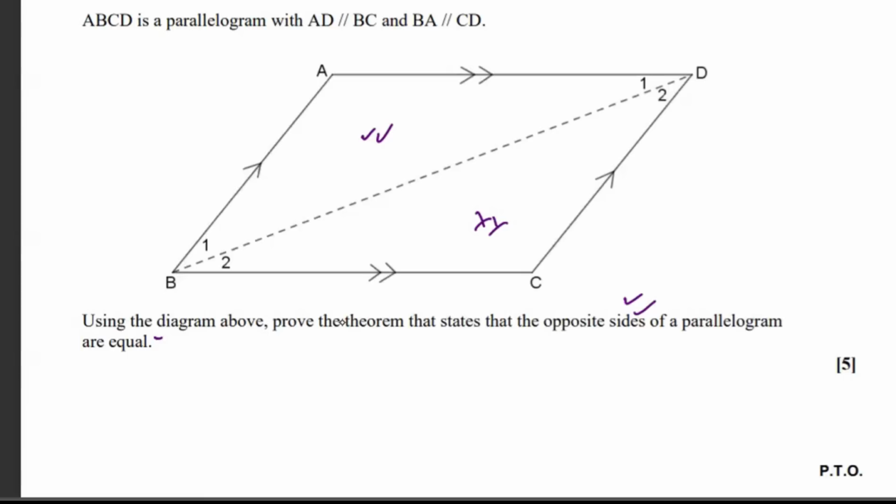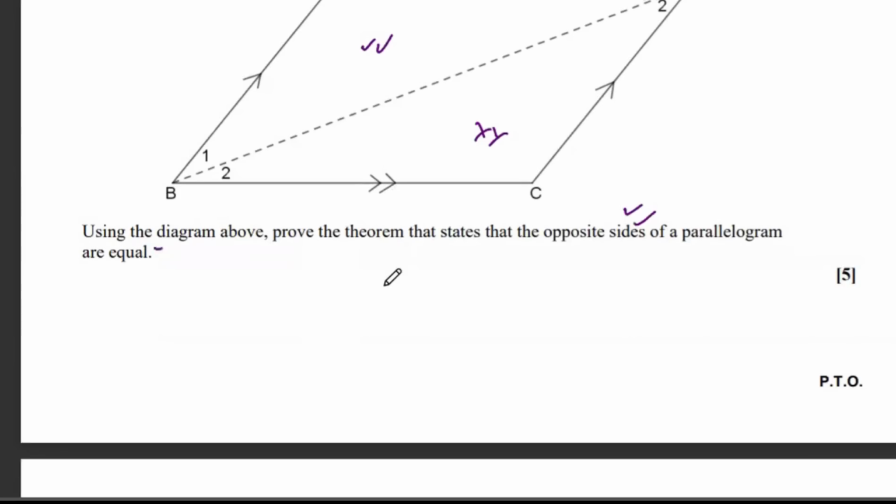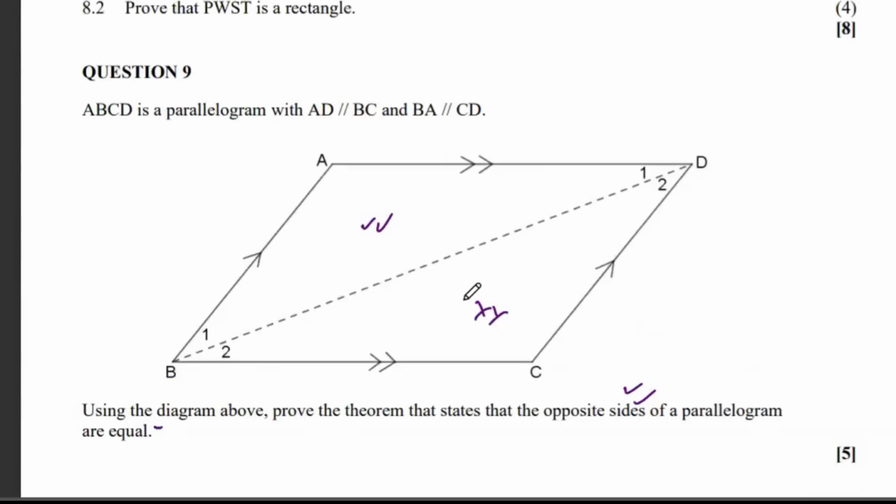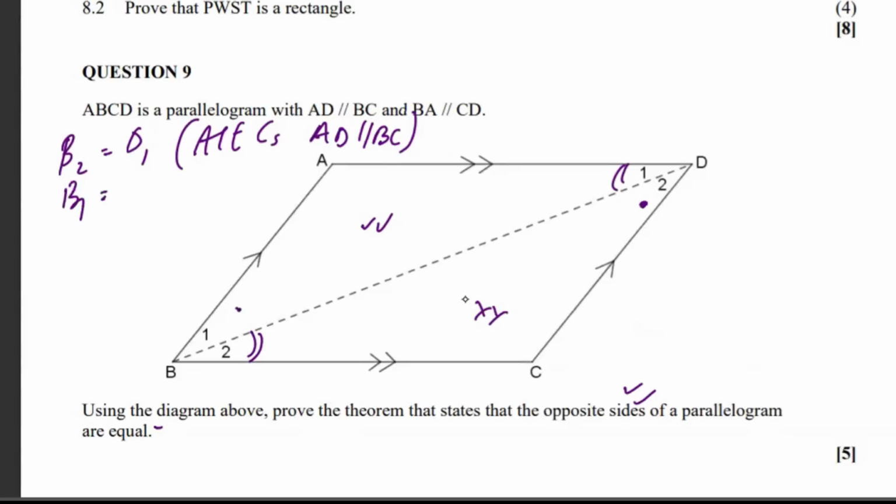What we can do is let's use the angles since they want us to prove the sides. We can start by saying that this is the same as that. So B2 is the same as D1. That is alternate angles because AD is parallel to BC. If that is true, this angle D2 is the same as B1. So B1 is the same as D2, with the same reason, alternate angles, because AB is parallel to CD.